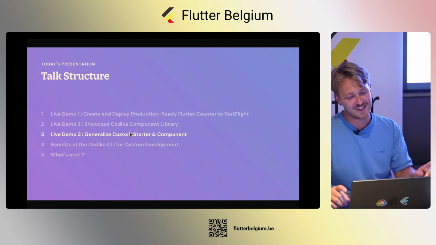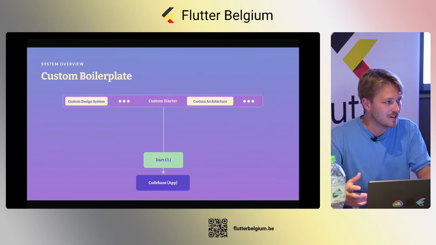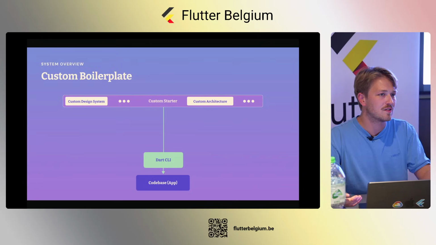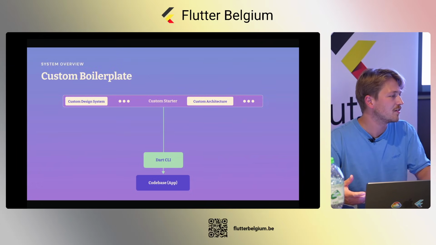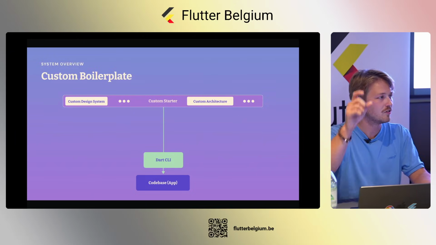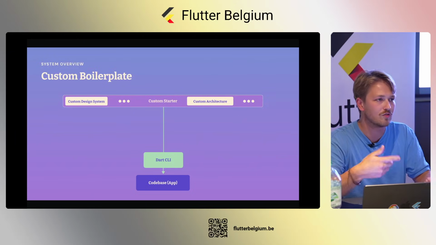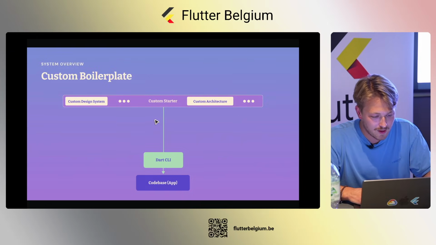So let's generalize a starter project and a component. We make it really easy. For those who used Mason, writing Mason blocks is not difficult in itself, but it's cumbersome. There are a lot of things to do. You need to copy the files. You need to rename variables. It's really a lot of work. And we try to make this simpler.